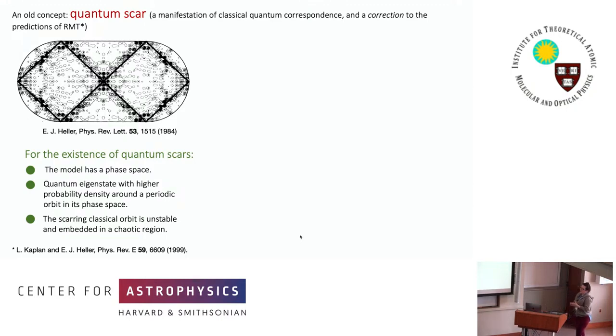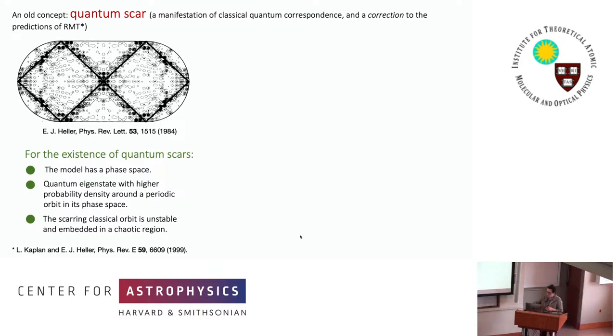A defining property of quantum scars is that this periodic orbit has to be unstable and embedded in a chaotic region. Unstable periodic orbit means that when you calculate the Lyapunov exponent of this trajectory, it has to be non-zero. Physically, it means that if you start moving on this unstable periodic orbit and you're subject to the smallest perturbation, you will go into the chaotic region. You will leave this periodic trajectory. And it was introduced to us by Eric Heller.